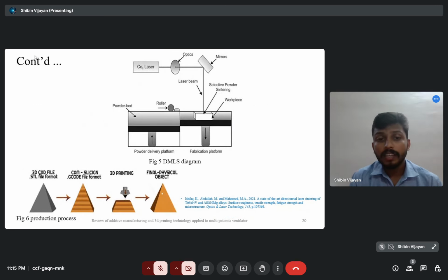This is the pictorial representation and processing diagram of DMLS. A CO2 laser is used here. The powder layer is deposited in the building block, and the CO2 laser melts it layer by layer. The process repeats, adding powder and melting with the laser, and the object is developed.